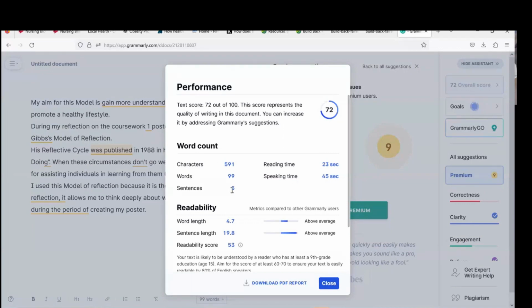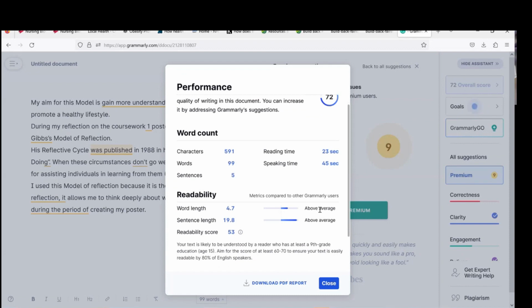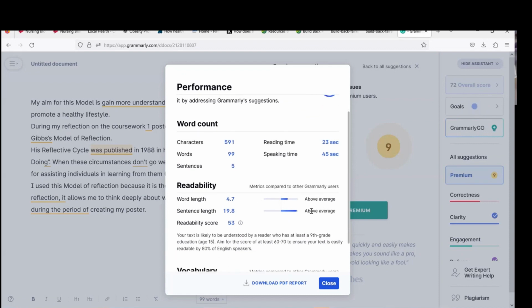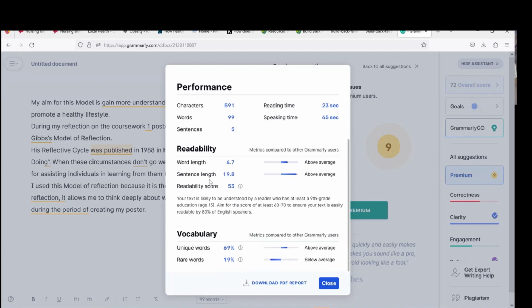So you can improve, like it says, the word length is above average and sentence length as well. So that's good. But the readability score is only 53. So your text is likely to be understood by a reader who has at least a 9th grade education. Aim for a score of at least 60 to 70 to ensure your text is easily readable by 80% of English speakers. So there is something there.